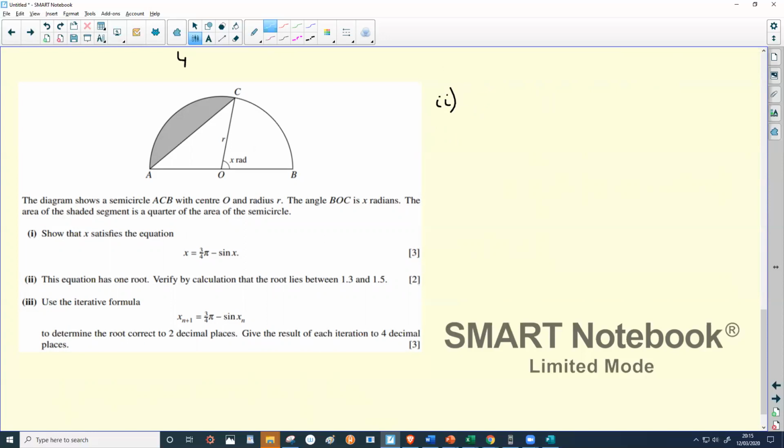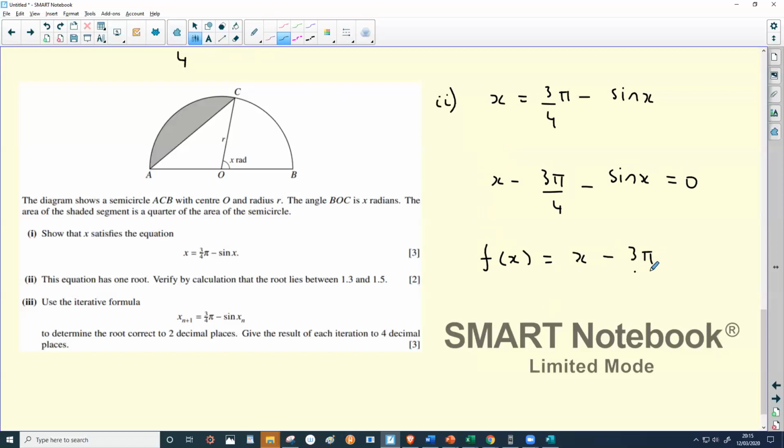I'll call it my f of x. Let's just say x equals 3 over 4 pi minus sine x. If I bring everything over to the left hand side and make it equal to 0 first, x minus 3 pi over 4 minus sine x equals 0. Now I'm going to define my f of x as x minus 3 pi over 4 minus sine x.